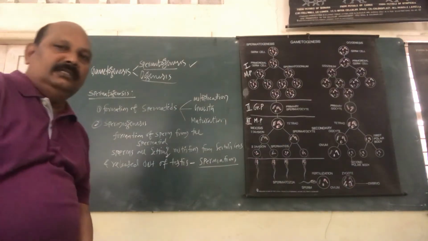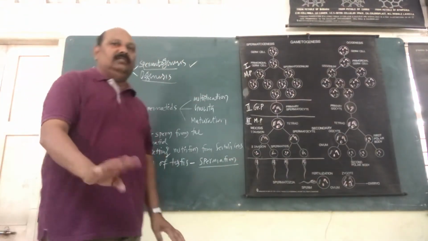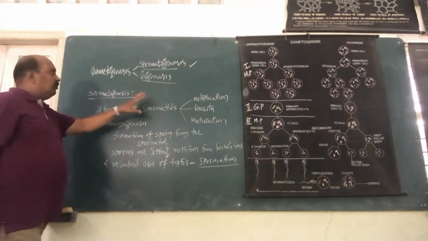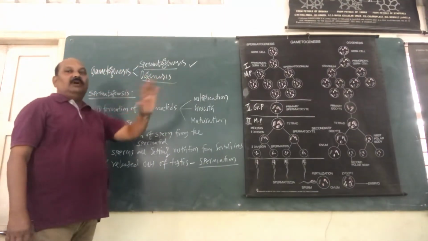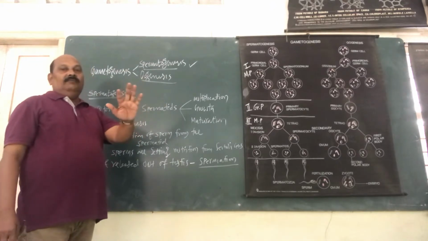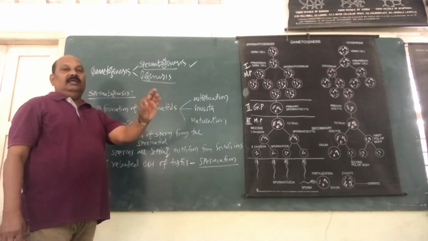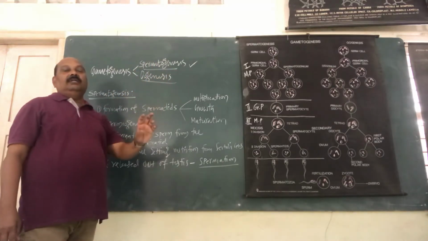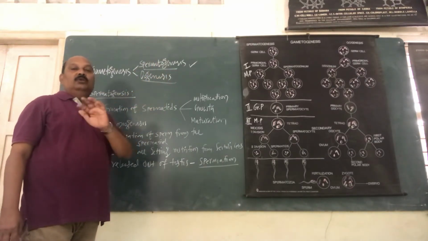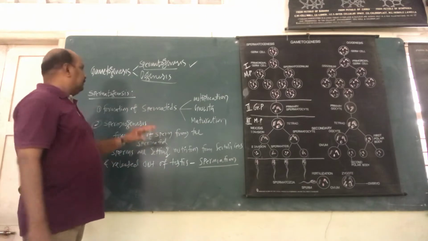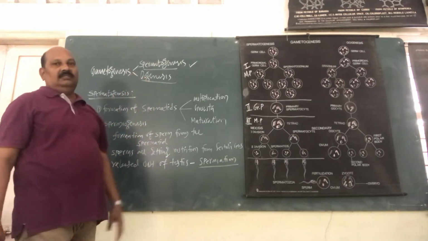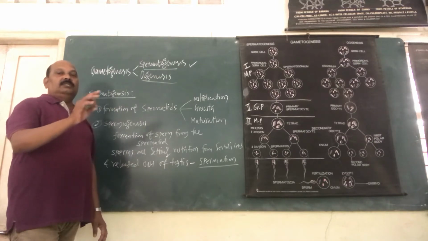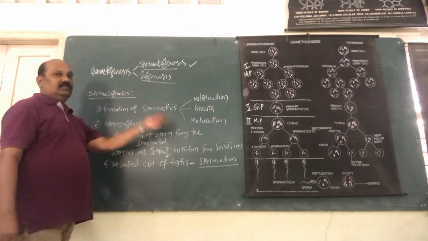Let us see in this class about gametogenesis, especially spermatogenesis. Already we discussed what we mean by gametogenesis, formation of gametes. If sperm is produced from the male reproductive organ, the process is called spermatogenesis, whereas the formation of the ovum is known as oogenesis. But in today's class we discuss spermatogenesis, the formation of the sperm from the male reproductive system.